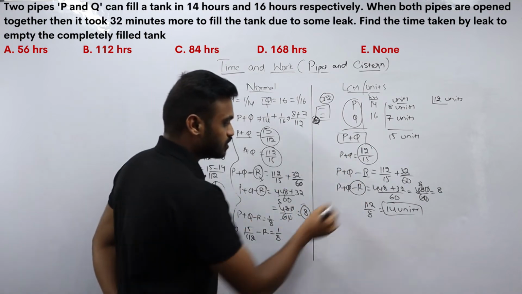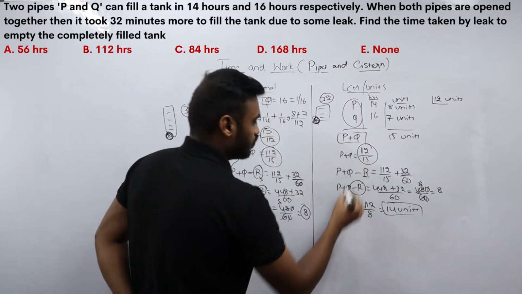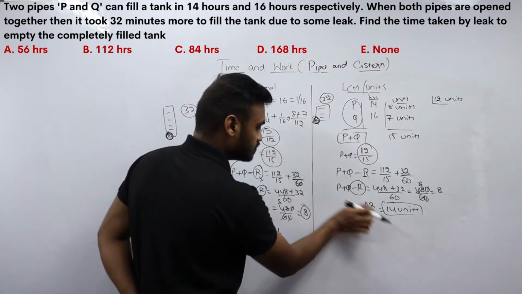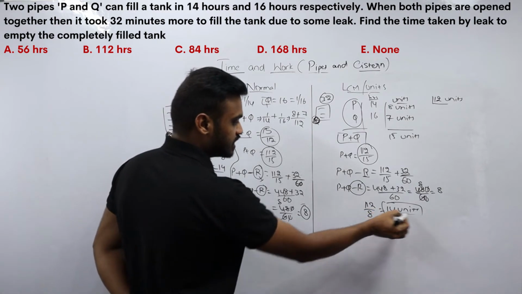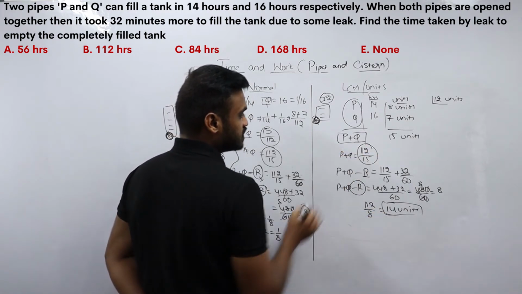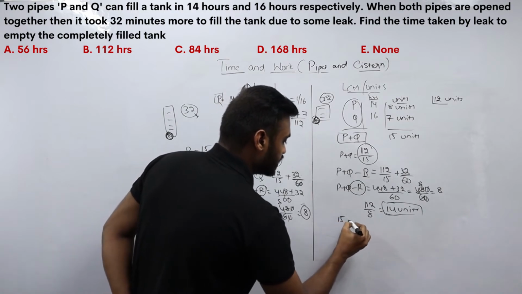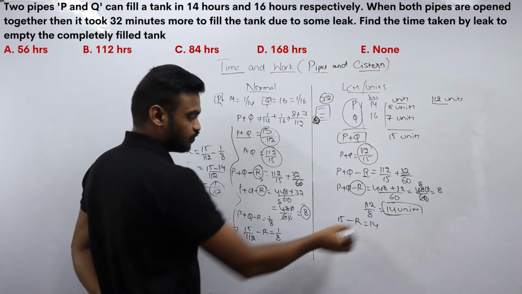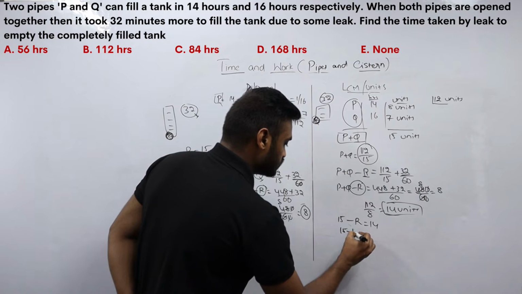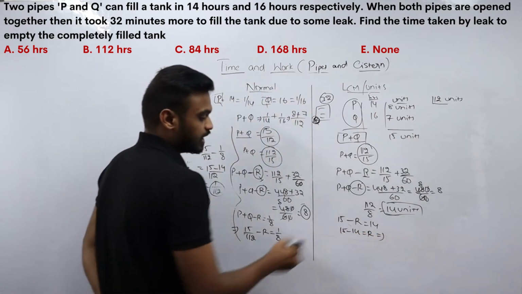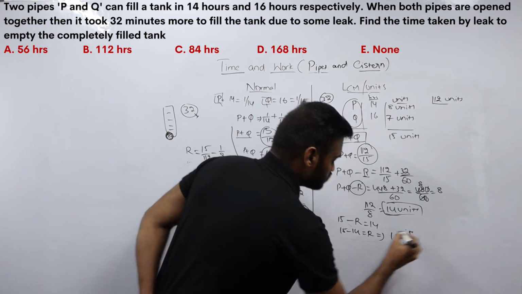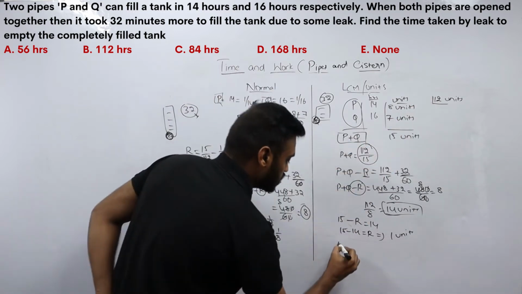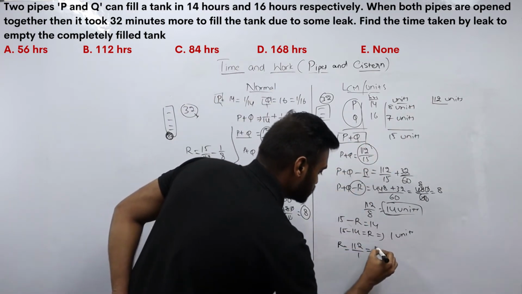Sorry, I need to substitute the efficiency. So here we have efficiency 14 units. I will get 15 units minus R equal to 14 units. If I send R to the right hand side and 14 to the left hand side, I will get 15 minus 14 equal to R. So I will get 1 unit of work. R is completing only 1 unit of work per hour. So to complete this 112 units of work, R totally takes 112 by 1, that is 112 hours.